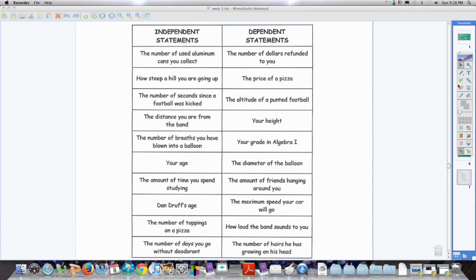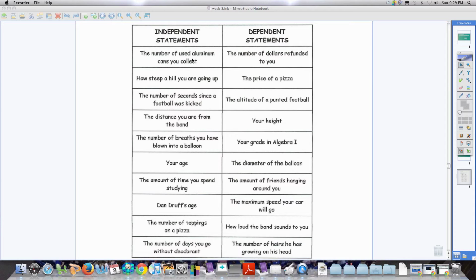discuss this more. But the independent variable, let's look at the first one. So the way I'm going to do this is I'm going to read the independent statement, and then I'm going to read the dependent statements and see which one has to do with that independent statement. So here we go. The number of used aluminum cans you collect. So you collected aluminum cans. Now let's look at the dependent statements. The first one says the number of dollars refunded to you.